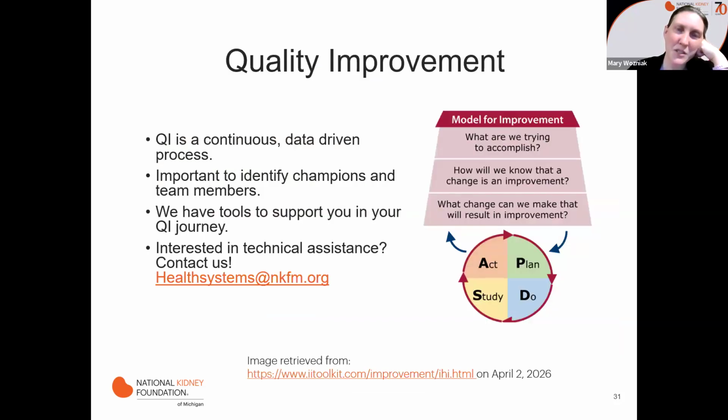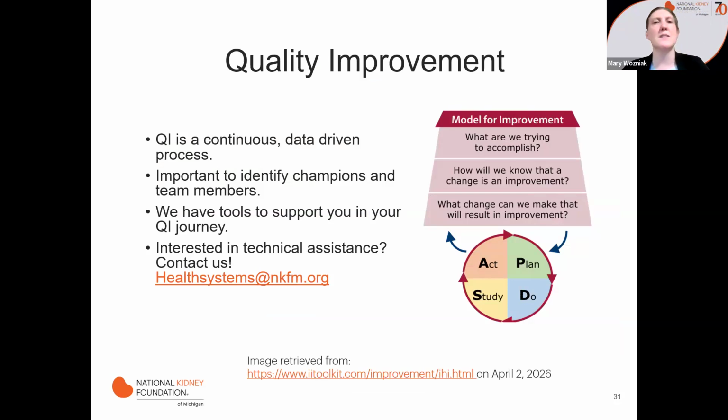Okay. I also wanted to mention, quality improvement is not just a one-time thing where you make one change and be done with it. It's really a continuous process where you're continually looking at these three questions, this model for improvement. This isn't something we created. This is from IHI, the Institute for Healthcare Improvement.